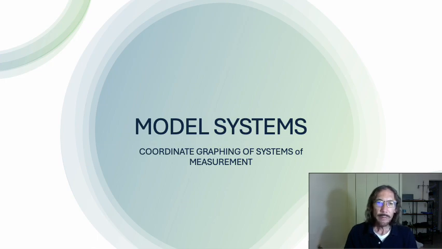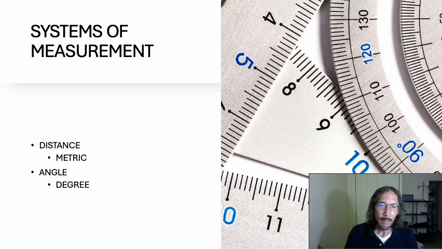Model systems, coordinate graphing of systems of measurement. Two systems of measurement are going to be used. Each system of measurement signifies a model, a system, a model system.